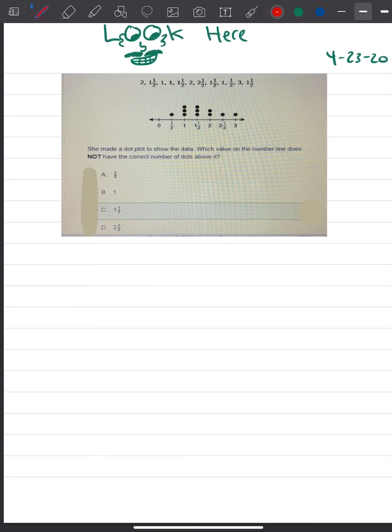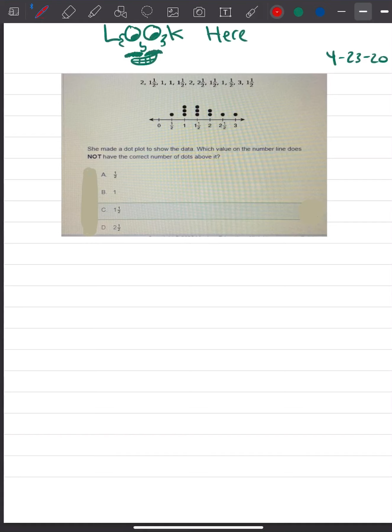Alright guys, so as we move on, today's work is still working with dot plot, frequency tables, and stem and leaves. It all does the same thing, guys. It all shows you information, okay? It's up to you to find out what they want you to do with that information.